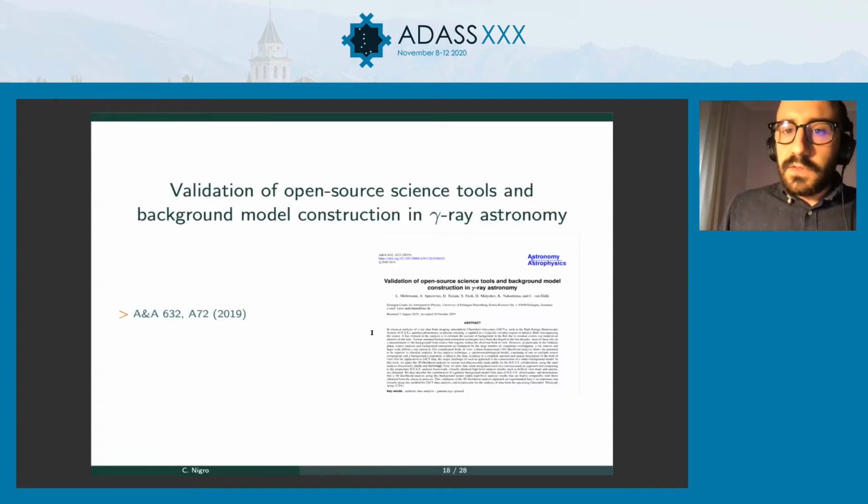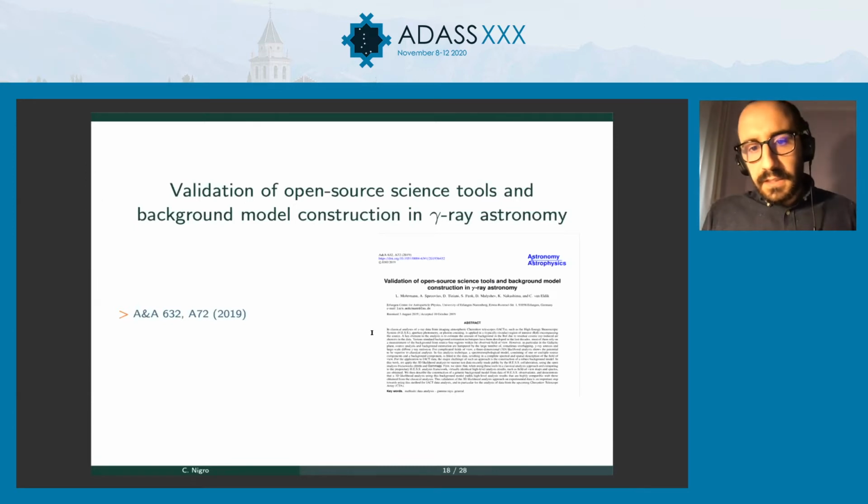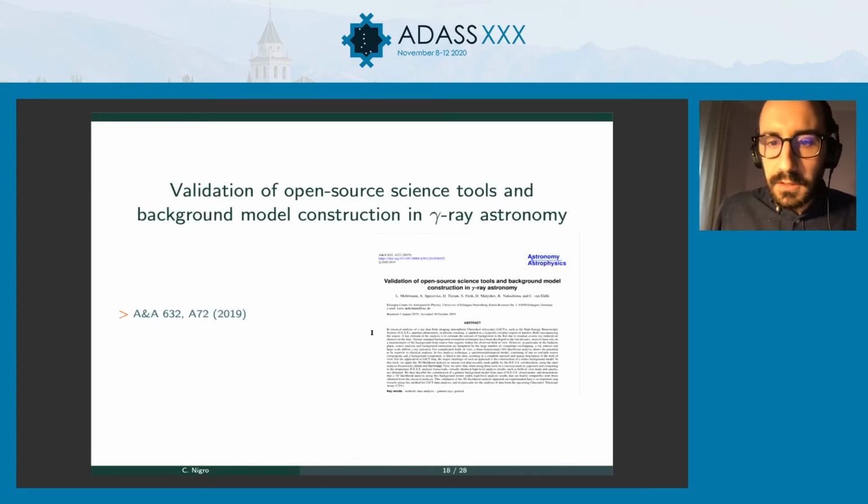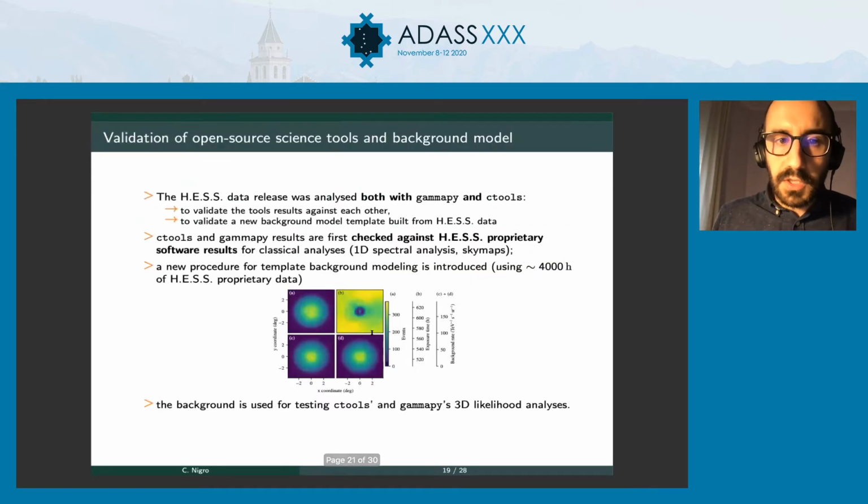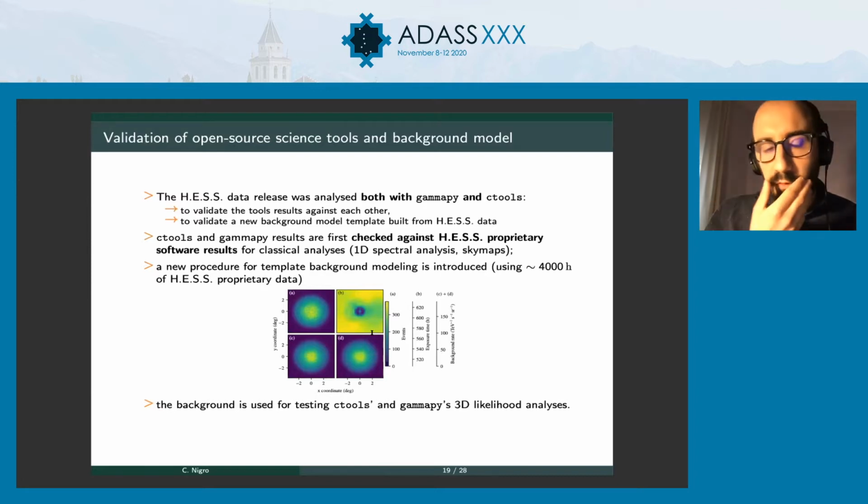Another project that used this specific data release was the validation of open source science tools and background model construction in gamma ray astronomy. The scope of this project was slightly larger, because this project tested both the candidate science tools for CTA, Gammapy and Ctools, using this data release. The objective was to validate the tools against each other and also to validate a new background model template that is not relevant for this discussion.